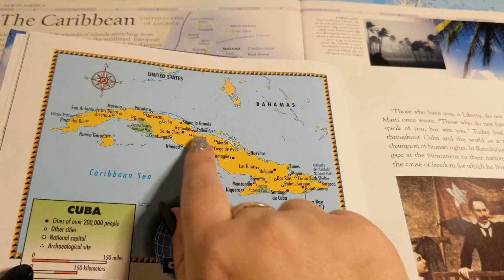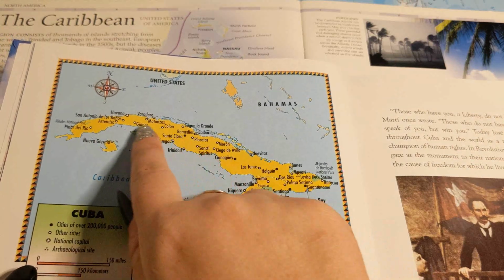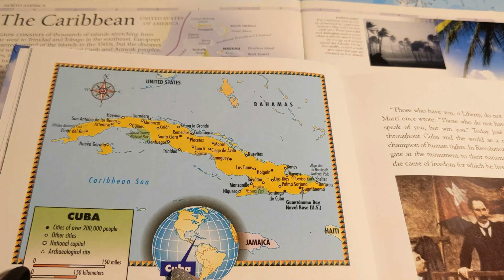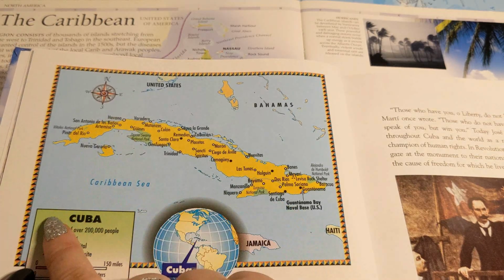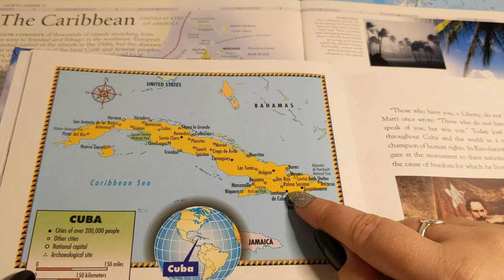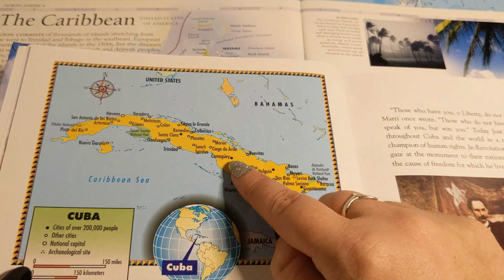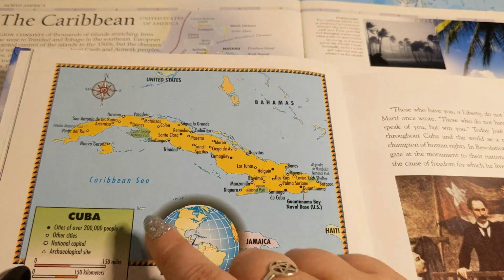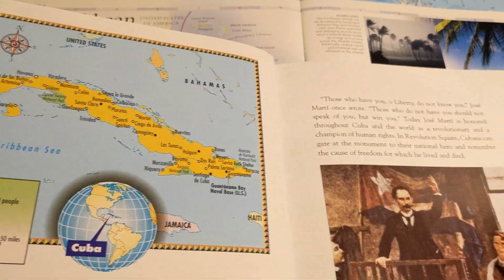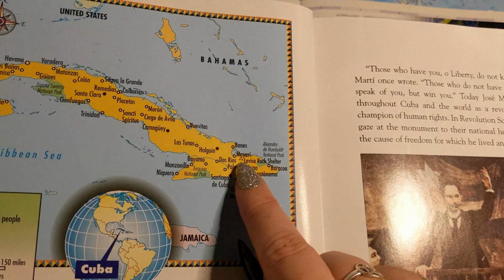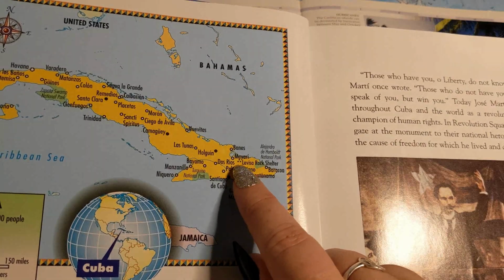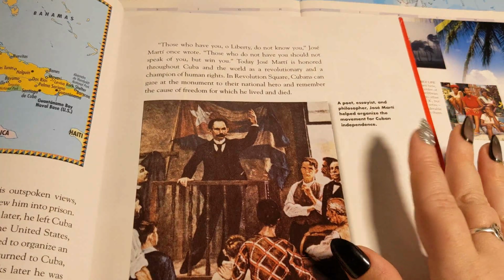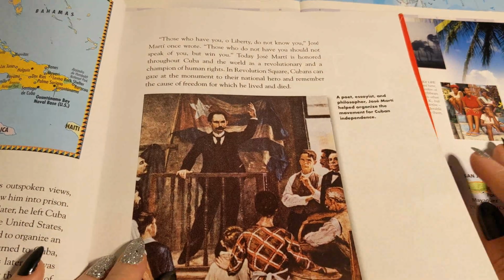Physical map of Cuba. You can see all the major cities. I didn't point out major cities. Sorry about that. I knew I was forgetting something in geography. But obviously, I have Havana. There's also Santiago de Cuba. There's Camagüey, Santa Clara, Cienfuegos, among many others. There's La Visa Rock, by the way, which has some really interesting archaeology to it. It's really cool.